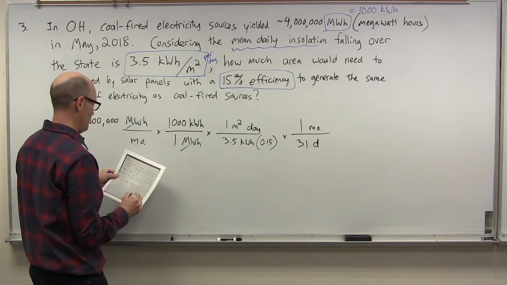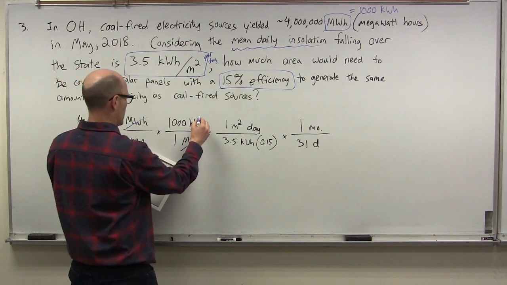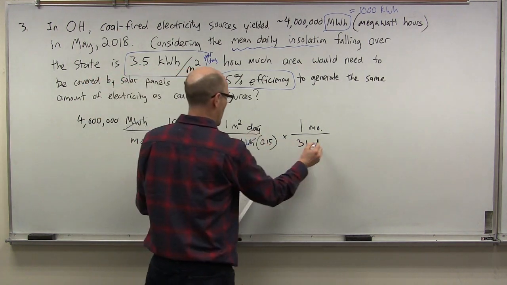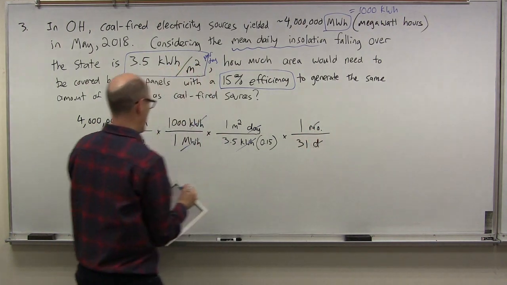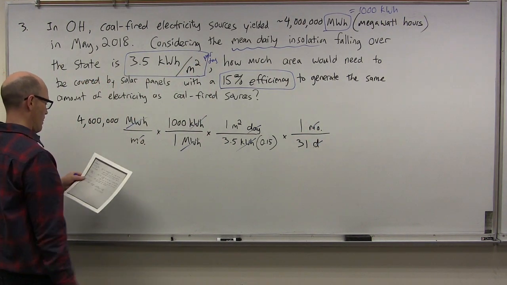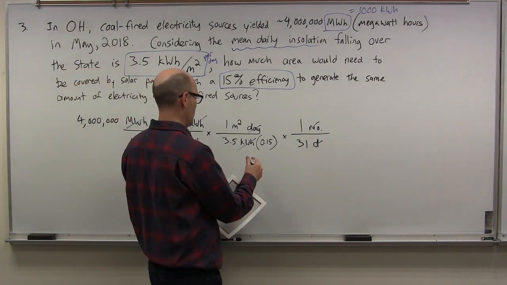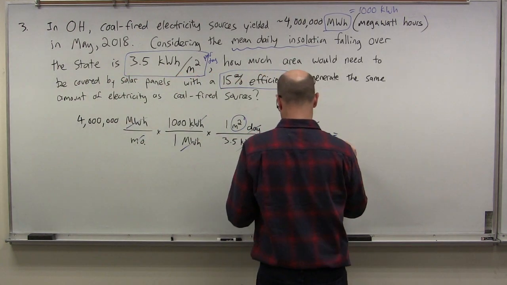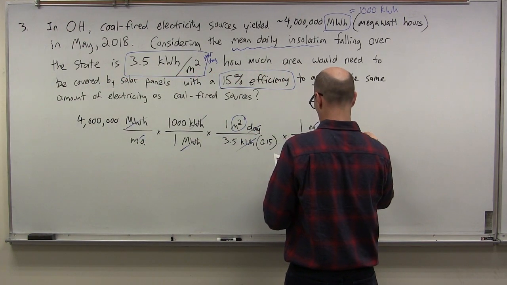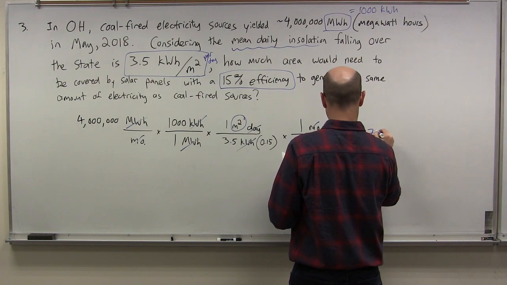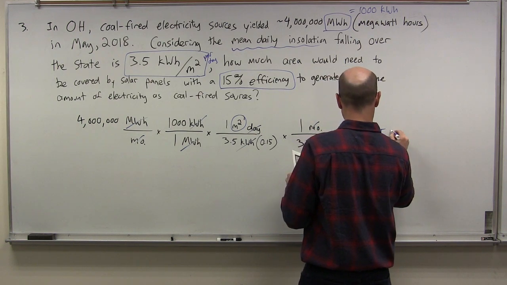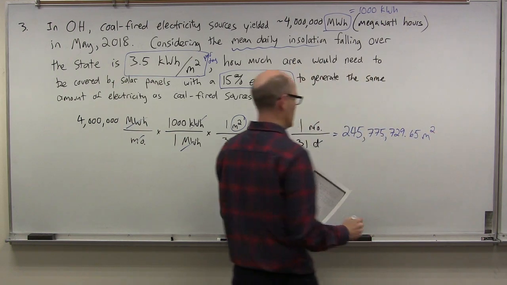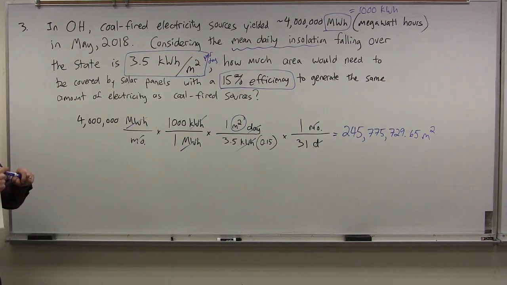So if we do all this math, notice what happens for the units. Megawatt hours are canceling out. We've got a kilowatt hour canceling out. We end up with our day canceling out and our month. And the thing we have left is our area term, and that's what we're trying to solve. So we end up with a number of square meters, and you can check my arithmetic. But that's the area of solar panels that we need.